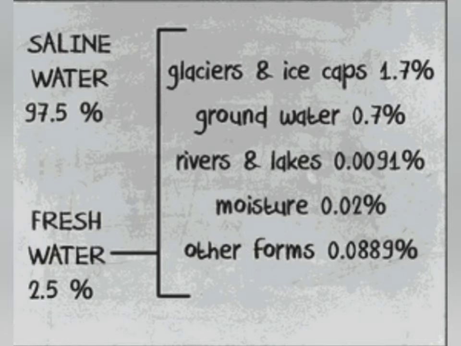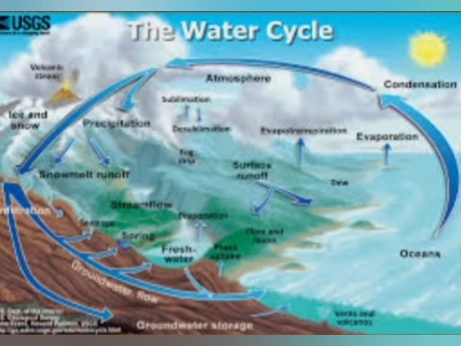Children, just look at this chart. It is very easy for us to understand the 5 points, which in total makes it 2.5%. And the rest is all saline water, 97.5% on earth. So children, why is fresh water a precious resource? And why do we often face water scarcity?